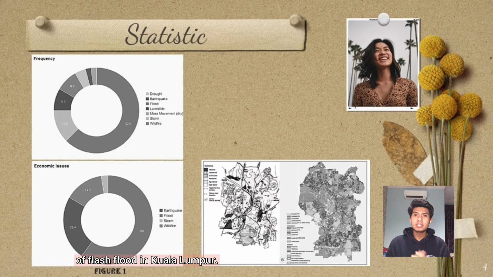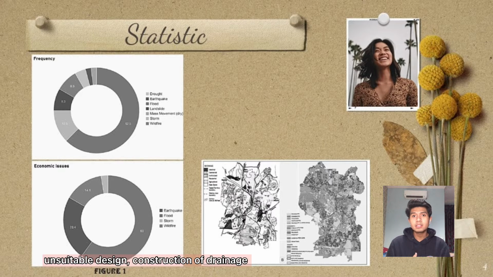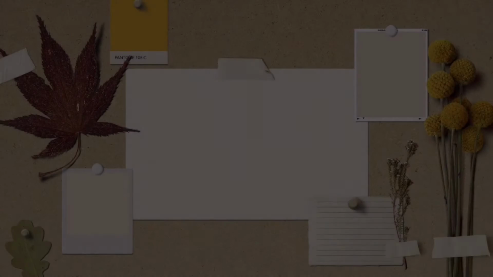Next, we will go through the statistics of flash flood in Kuala Lumpur. The flash flood hazard in Kuala Lumpur is closely associated with rapid development, as can be seen from figure 1 above. The change has seen the reduction of green and forest areas and the replacement of natural surface with roofing and concrete that has limited the rate of water absorption. Poorly maintained buildings with clogged drains, unsuitable design, and construction of drainage and waterways have also contributed to flash flooding. So next I will pass to Haifa.